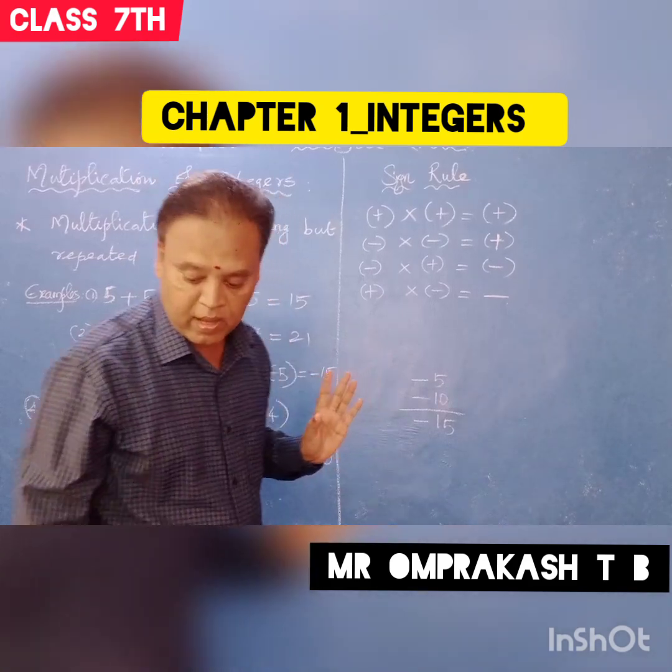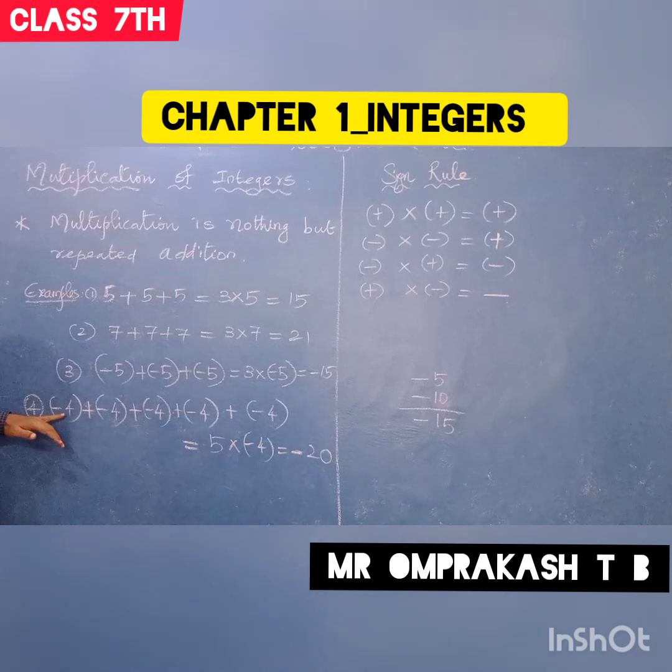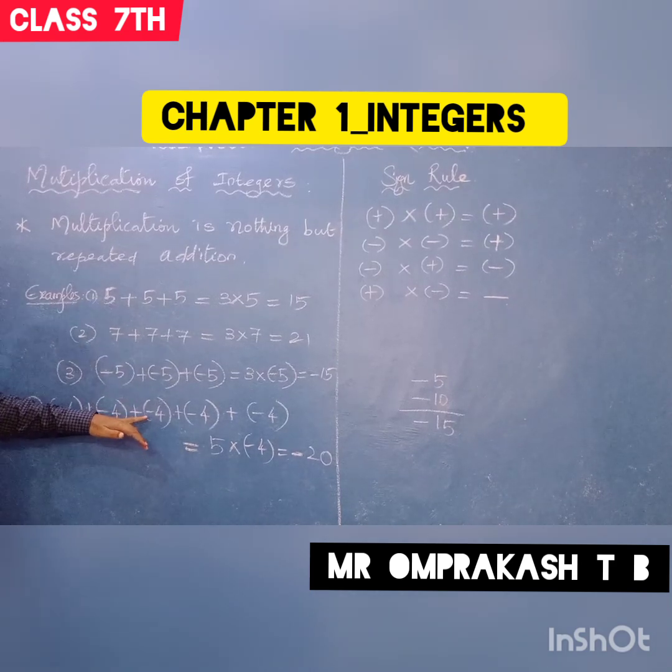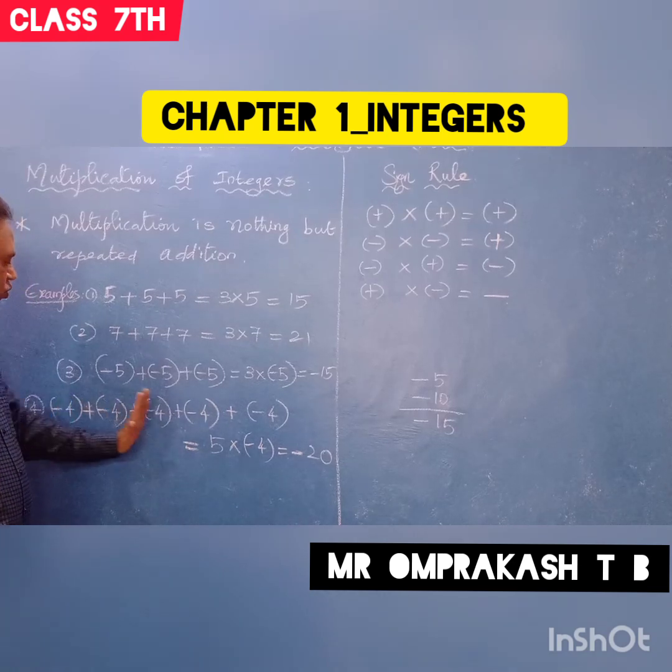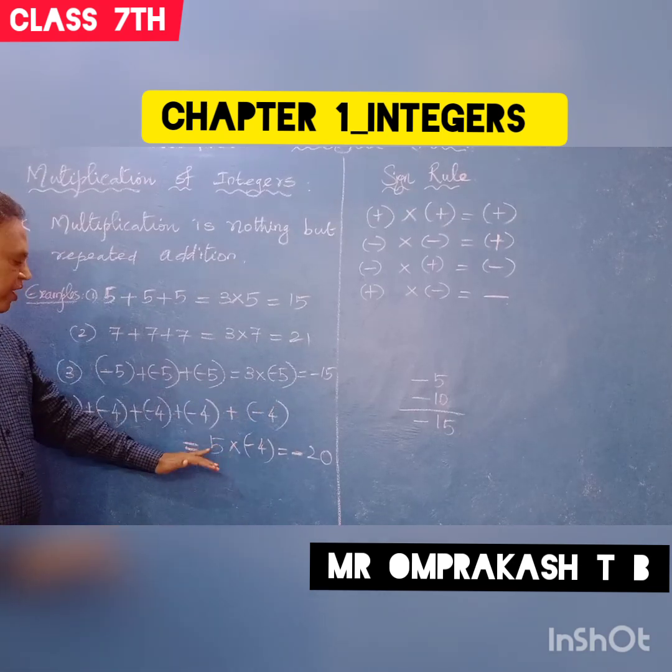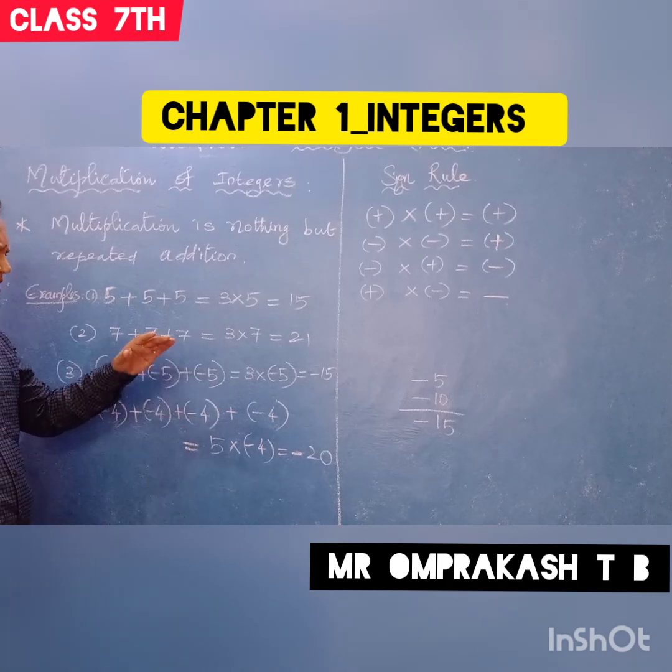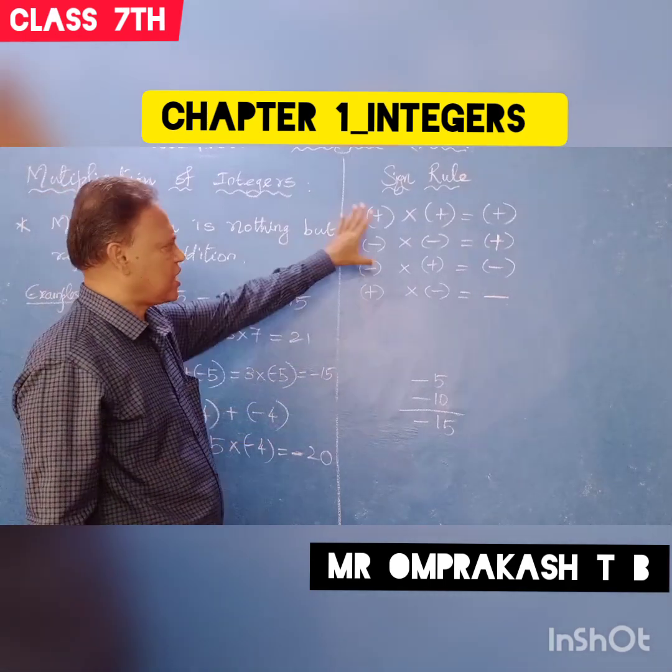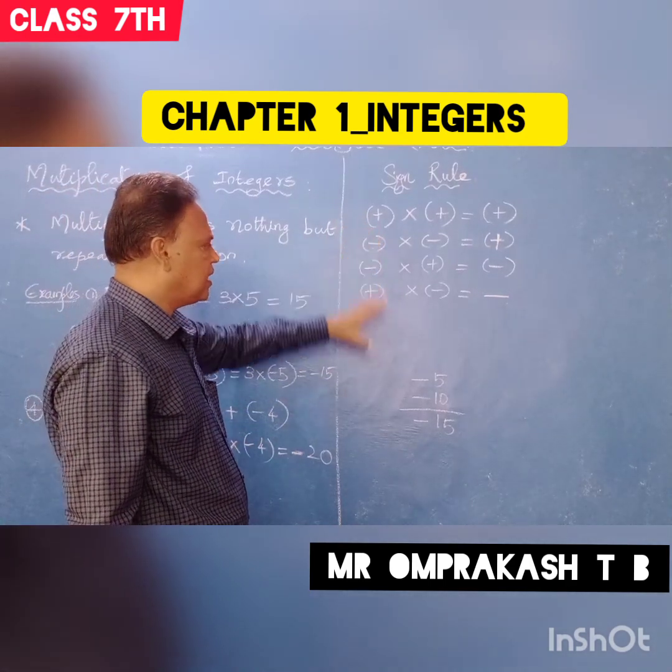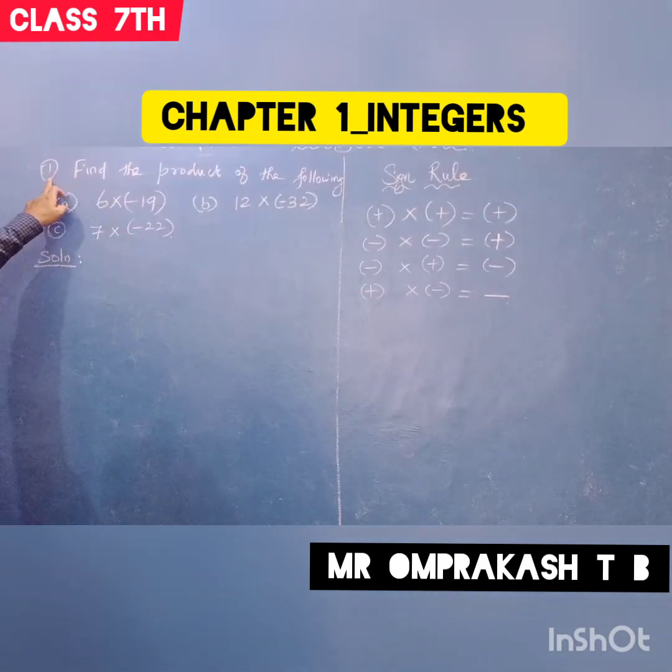Clear? Then the next example: minus 4 plus minus 4 plus minus 4 plus minus 4 plus minus 4. How many times are there? 1, 2, 3, 4, 5. So 5 times minus 4 is minus 20. So multiplication is nothing but repeated addition. You remember this sign rule. Then we will see some more problems.